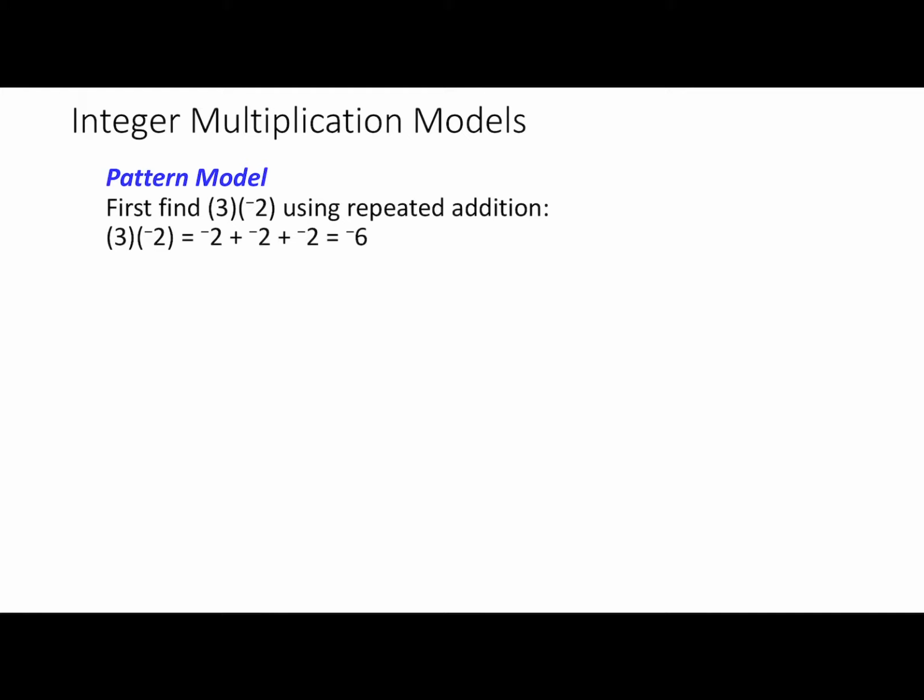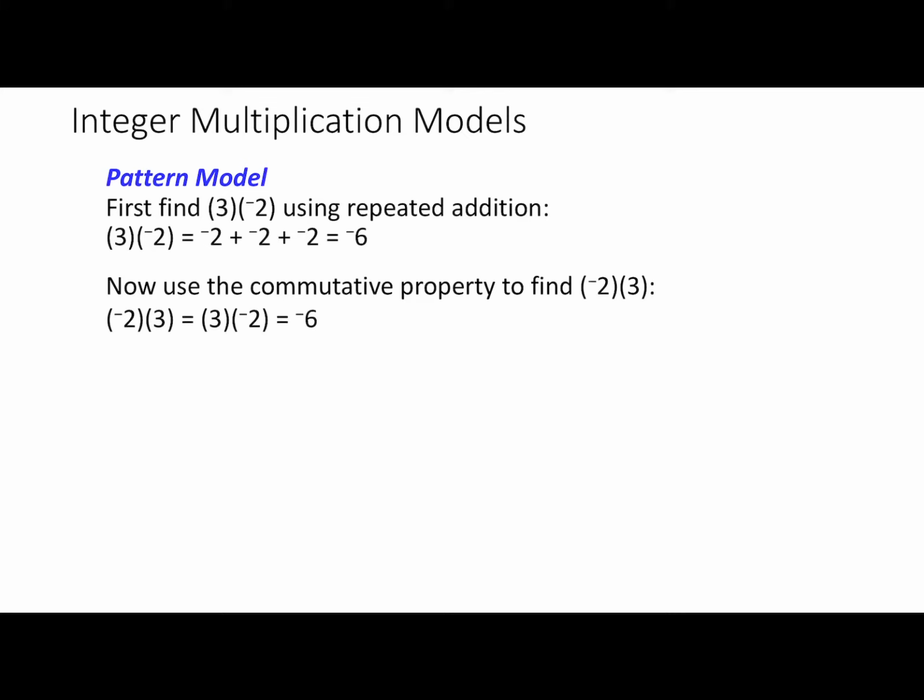So we can find 3 times negative 2 using repeated addition. Remember, our repeated addition model tells us that the first number tells us how many times I need to repeatedly add the second number. So 3 times negative 2 means to add negative 2 3 times, and that gives us negative 6. Now, if I wanted to find negative 2 times 3, I'm just going to use the commutative property to rewrite this as 3 times negative 2, and then I can use the repeated addition that I used above to get negative 6.